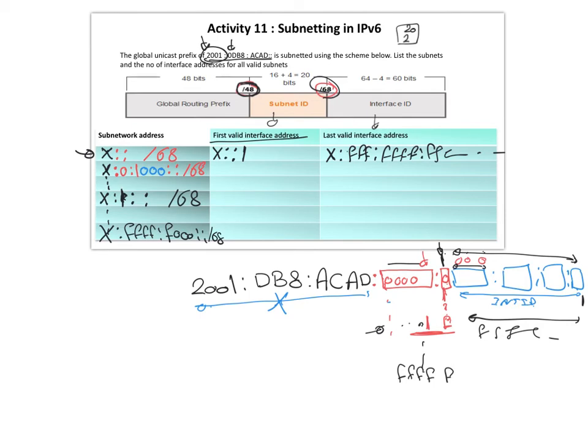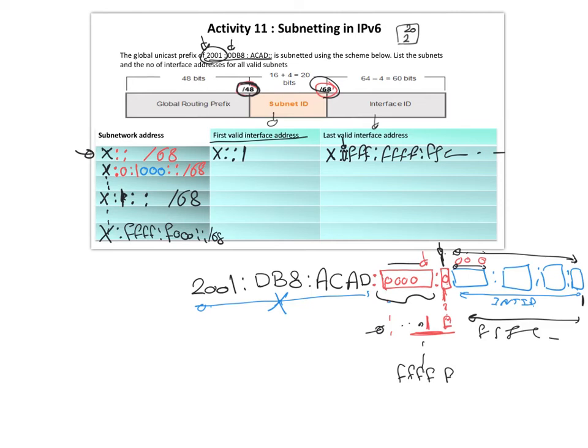Yes, you're right. There's a 0 here. Yes, you're perfectly right. So there is a 0 here, to account for this 0. This 0 belongs to the subnetwork address. Yes, I like when people are focusing. Yes, that's good.